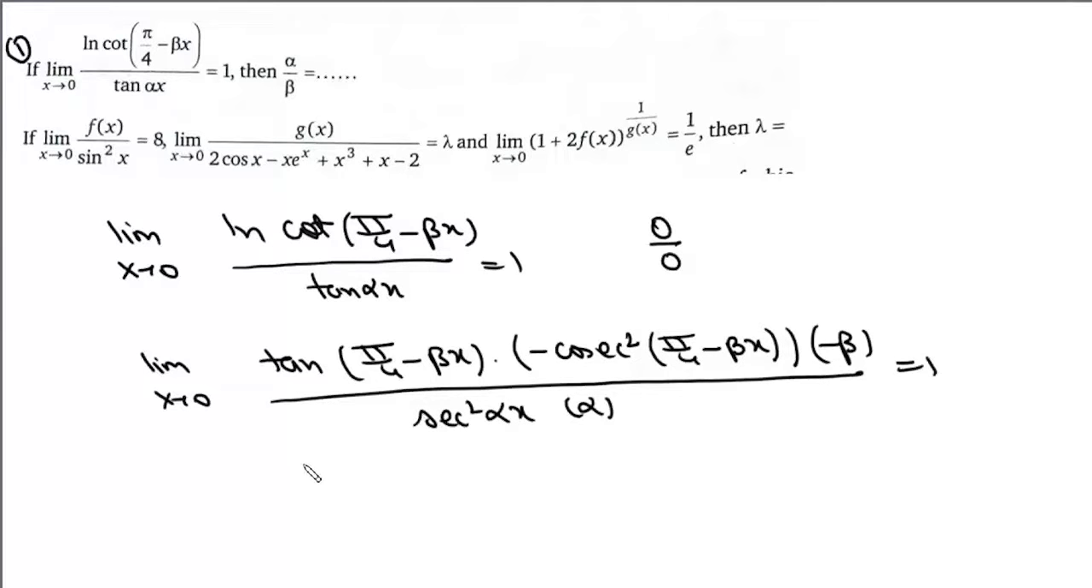Now we'll put x as 0. Now tan(π/4) is 1. Now cosec(π/4) is root 2. So it will be (−2) times (−β) upon α equals 1. So the value of α upon β will be 2.